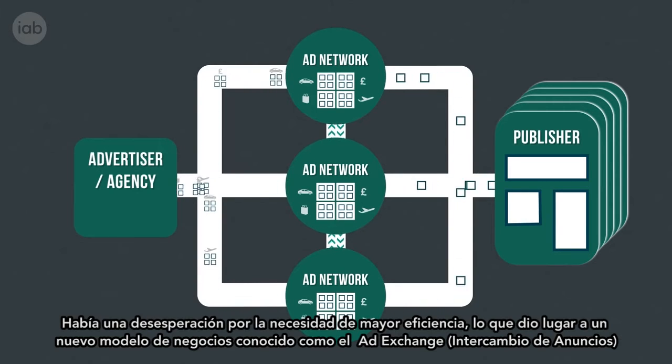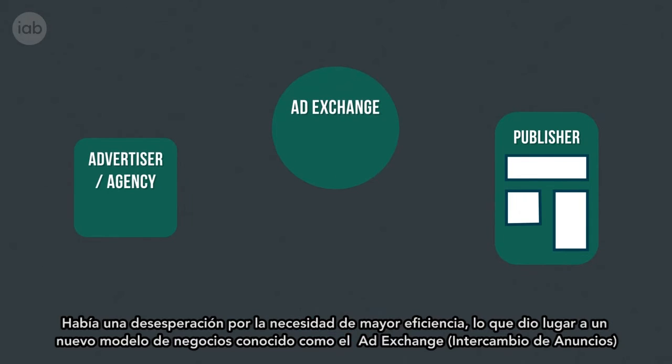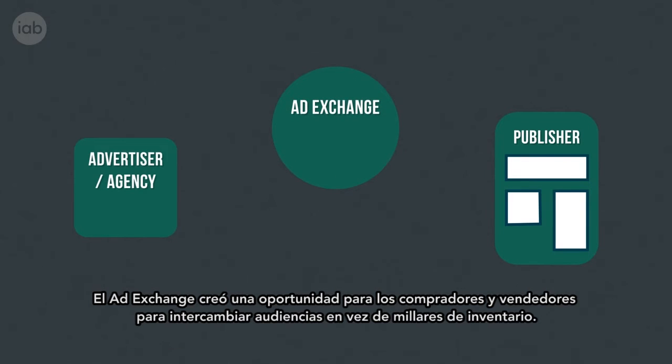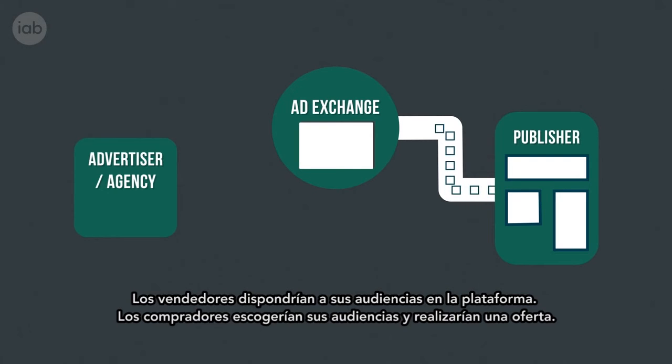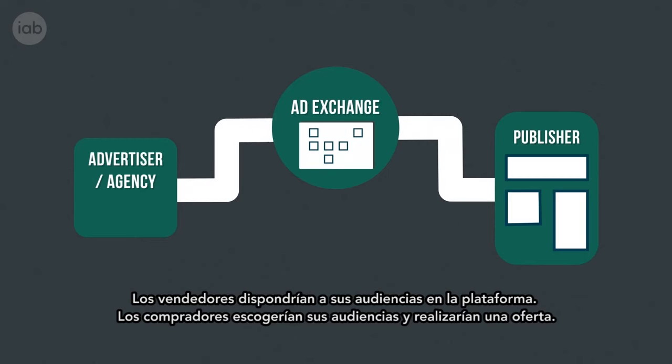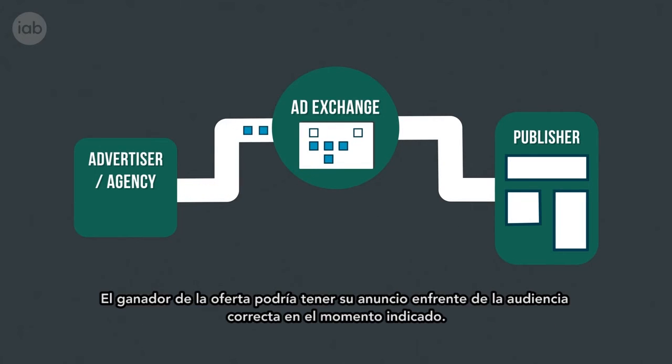There was a desperate need for more efficiency, which gave rise to a brand new business model called the ad exchange. The ad exchange created an opportunity for the buyers and sellers to trade audiences rather than inventory in the thousands. Sellers would make their audiences available on the platform. Buyers could then pick their audience and bid on them. The winner of the bid could now have their ad in front of the right audience at the right time.